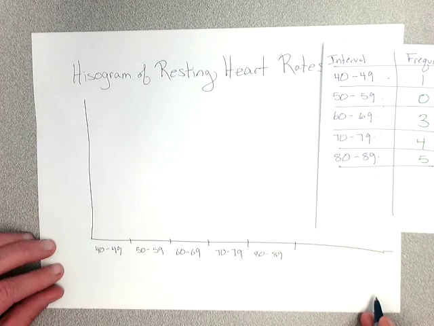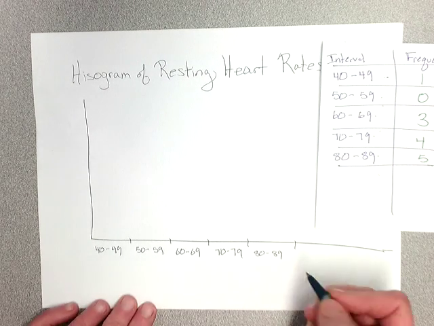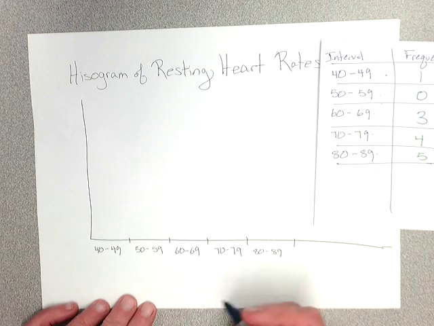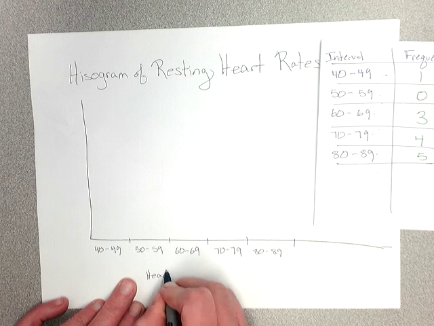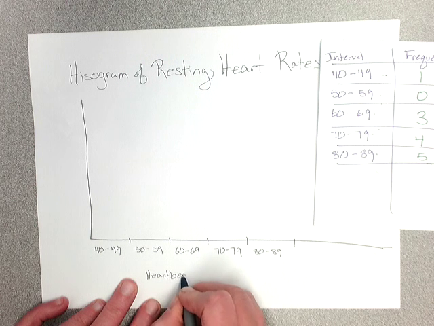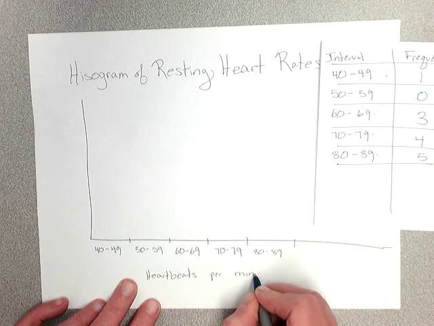Okay, and the next thing we need to do is to label what this is. What is it measuring? Well, in my case, it's measuring heartbeats per minute. I'm going to write that. Okay.